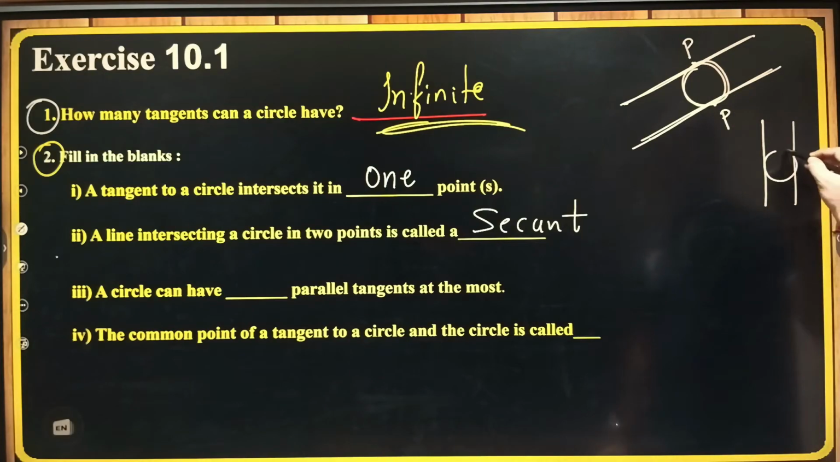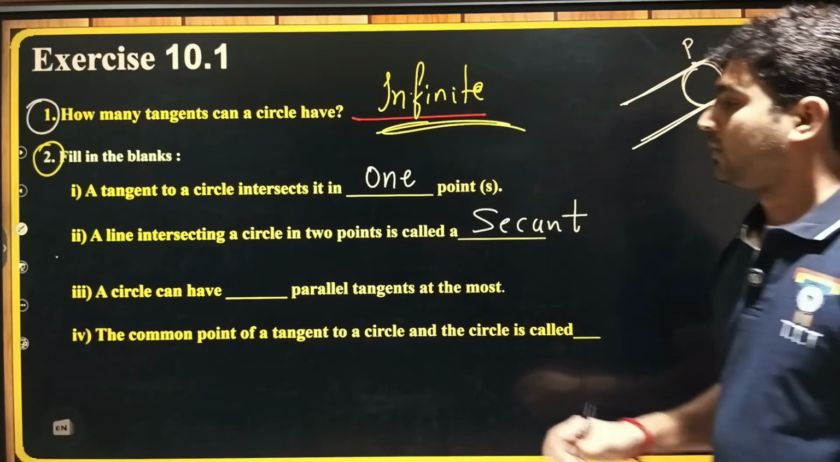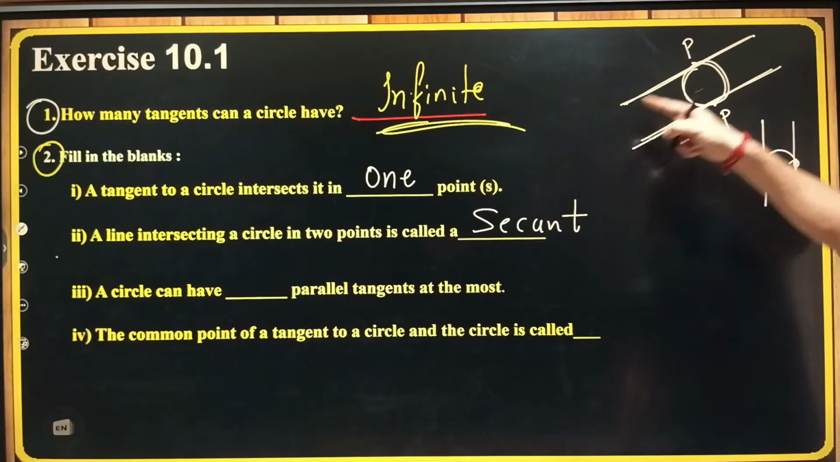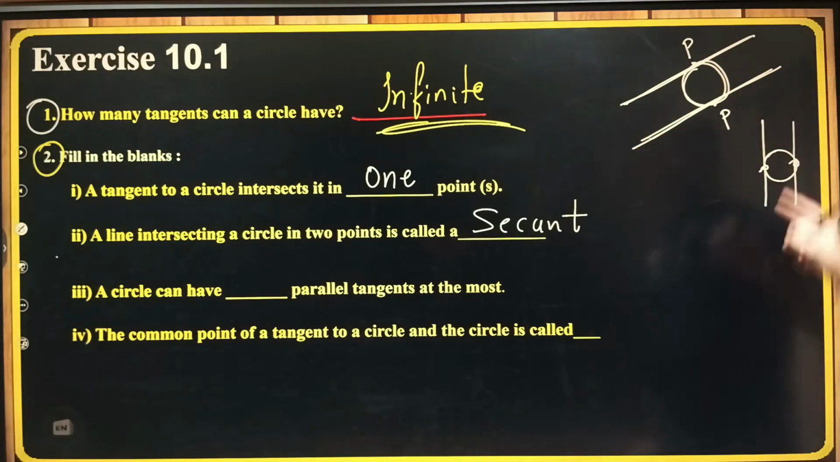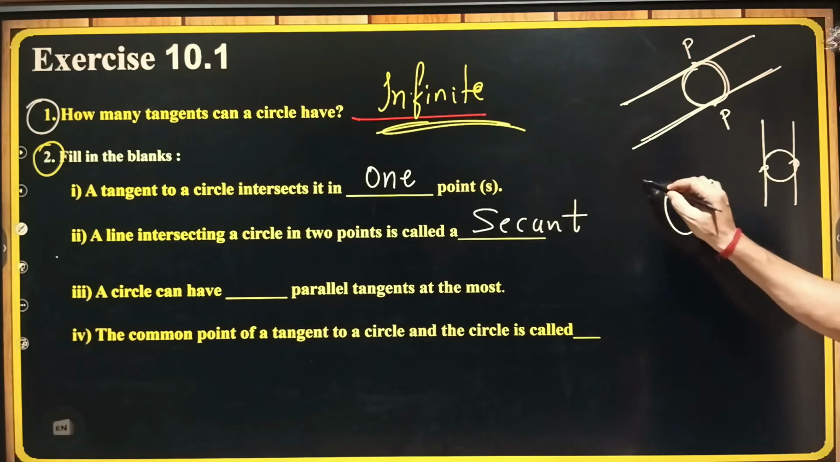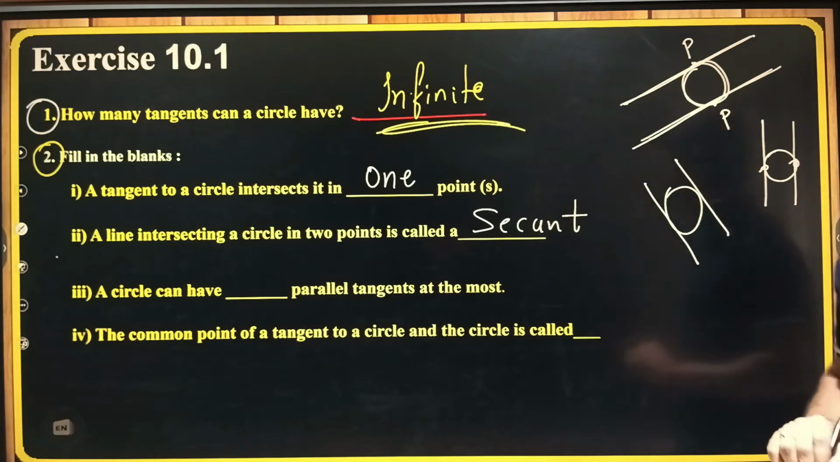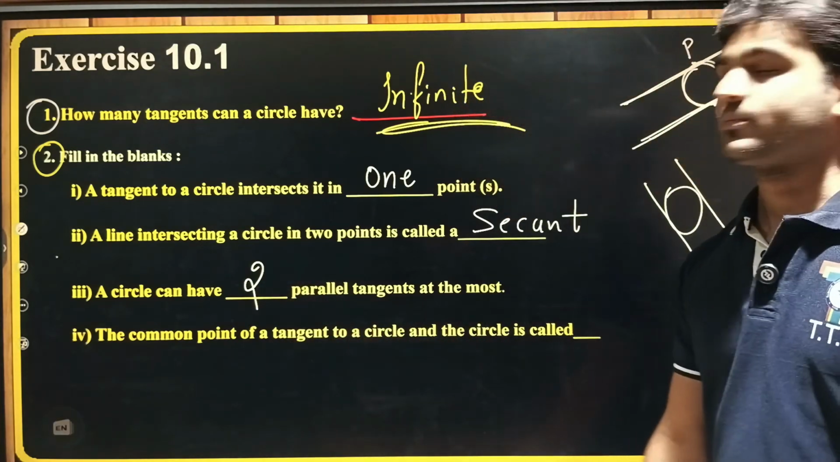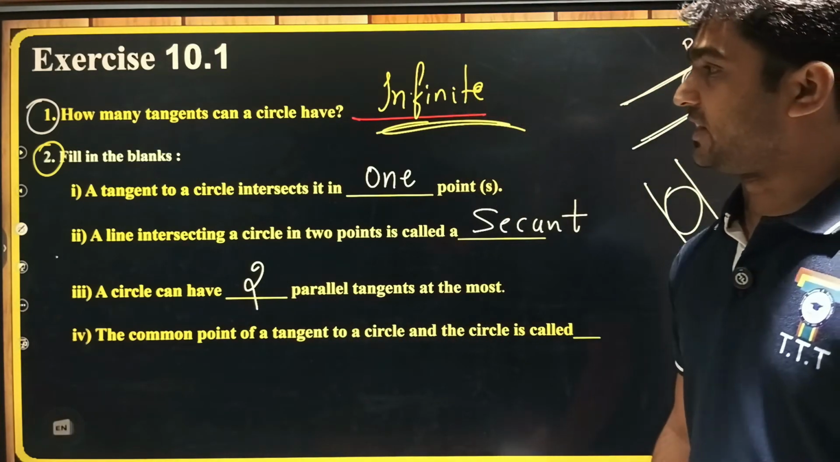Can you draw a circle here? Here is a point, and this is another point, correct? Two parallel tangents at the most. Here there is a tangent, this a tangent, this a tangent, this a tangent. You can take it anywhere, you can take it like this. Here is one, and this is another tangent. Clear? Therefore, the answer is 2.